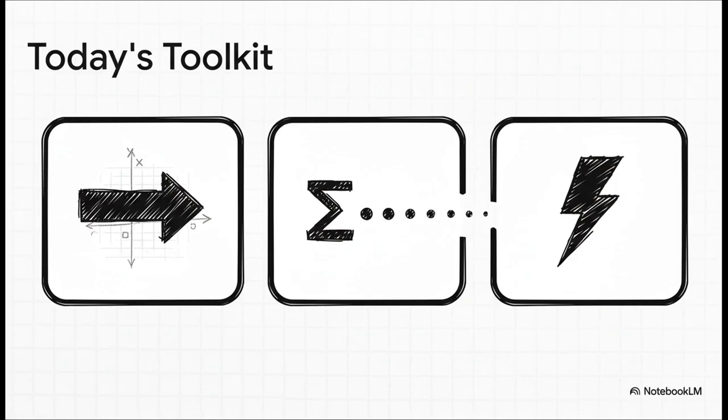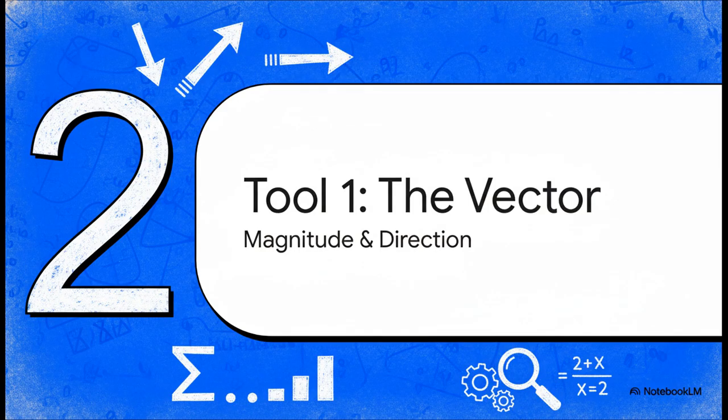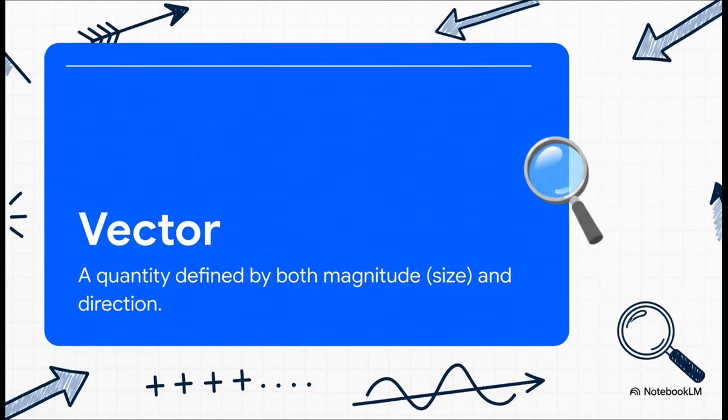Let's get into it. Okay, let's kick things off with our first tool, and honestly, this might be the most fundamental one of them all, the vector. If you want to describe pretty much anything that moves or has a force on it in the real world, well, you've got to understand vectors. So, what is it? A vector is just a piece of information that has 2 parts. The first is its magnitude, which is just a fancy word for its size. And the second is its direction. So it's not just how fast, it's how fast and which way.